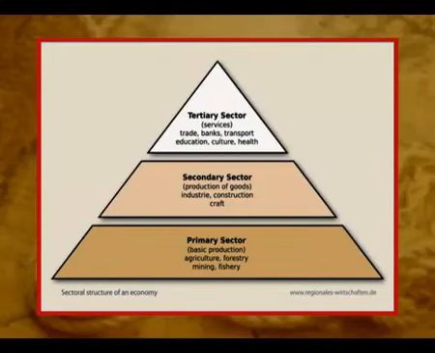Here we get to see the three main occupational sectors: the primary, the secondary and the tertiary sector. Primary, the basic production; secondary sector, production of goods; and tertiary sector, services. This is very crucial and important for the economy, relating to the weight of different industries.